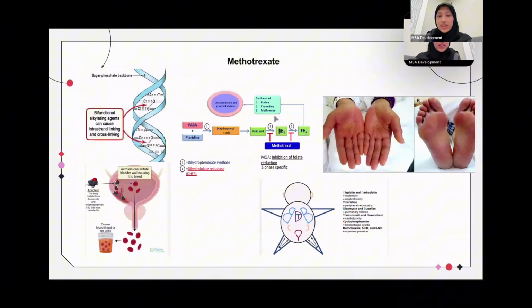Okay, so this is what I said about methotrexate. Methotrexate blocks this enzyme at S phase.